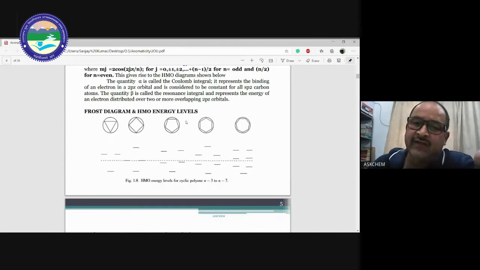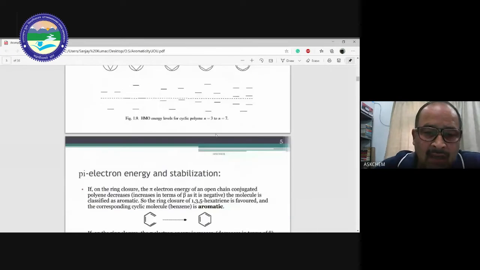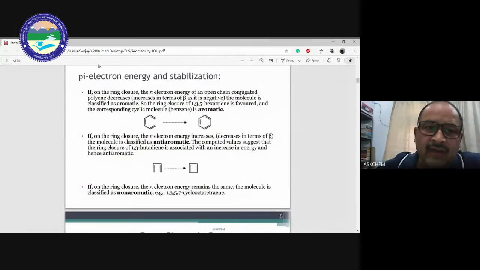By that HMO calculation, we can prove how much aromatic stabilization is being contributed as the resonance delocalization energy. Now, when we calculate the pi electron energy and stabilization, we meet three conditions. First, if on ring closure the pi electron energy of an open chain conjugated polyene, like in the case of 1,3,5 hexatriene, decreases, that is increases in terms of beta as it is negative.